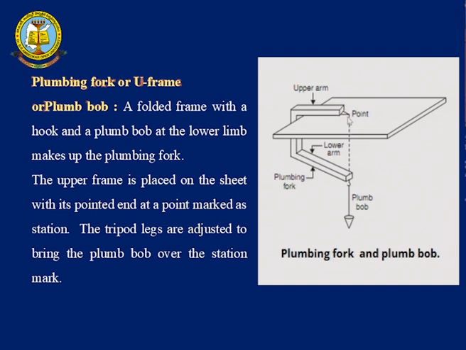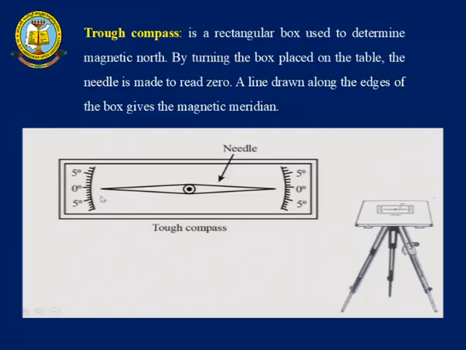Now, the upper end you have to keep at a point on the paper sheet which is fixed to the board, and in the lower arm the plumb bob is dropped. This will be the station point or the center point, and this point should be transferred onto the paper. That is the importance of it. For transferring the ground point to the paper, you use the U frame or plumb bob or plumbing fork. The next important equipment is the trough compass.